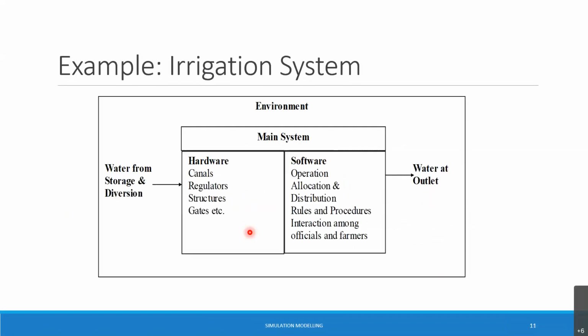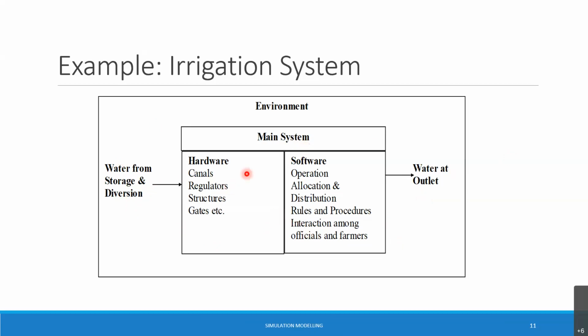Say, for example, I'm just talking about an irrigation system. In an irrigation system, you are diverting water. There's water at some point, and you are diverting the water maybe through a storage or a diversion system. And then you have different components like canals, regulators, structures, gates, etc. And then certain policies which govern the way you are operating or allocating or distributing the water, and then the interaction that takes place between the officials operating the reservoir systems and the farmers who are trying to use the water. So through all these interactions, the water that you're getting from the source is finally transferred to the field where it is required for agriculture.